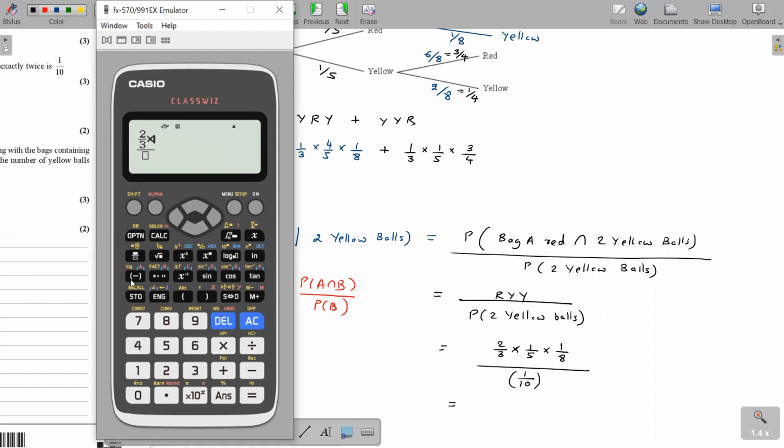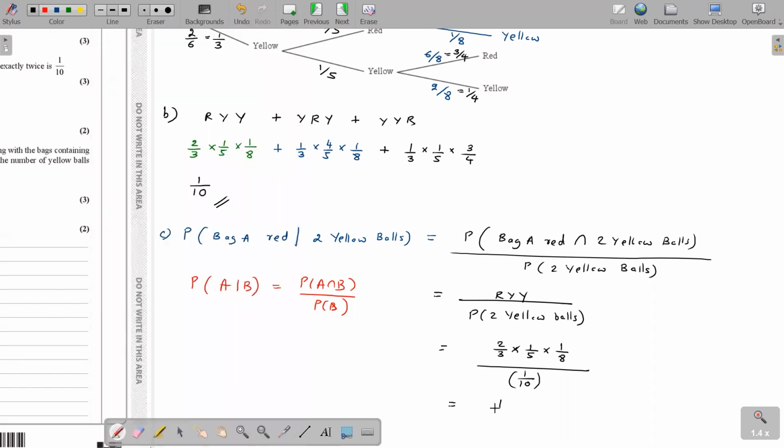2/3 times 1/5 times 1/8 divided by 1/10. 1/6 is our answer. Is this clear?